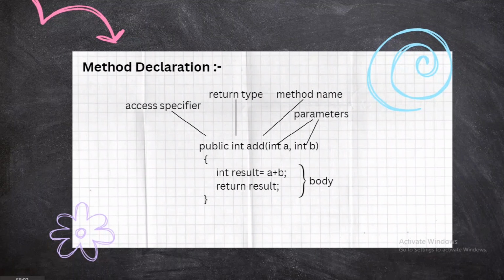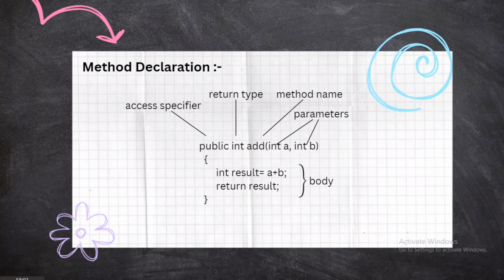Then we have int as a return type. My method is returning a variable of type integer, and that is why I have given the return type as integer. Then I have add. It is the name of my method. I'm adding two integers, and that is why I have used the name add.